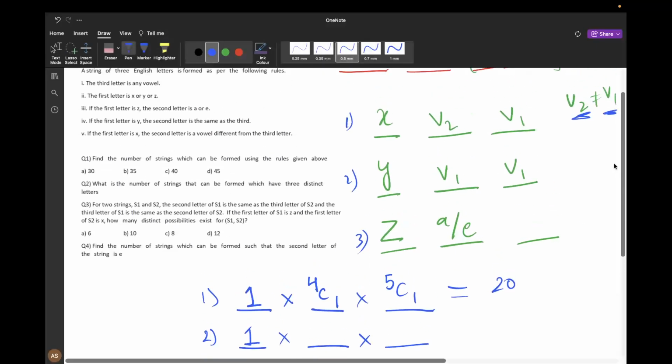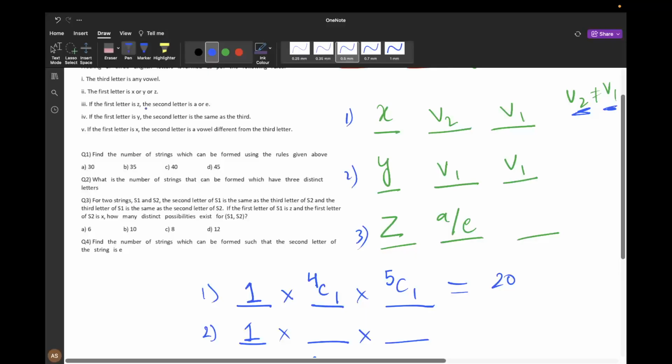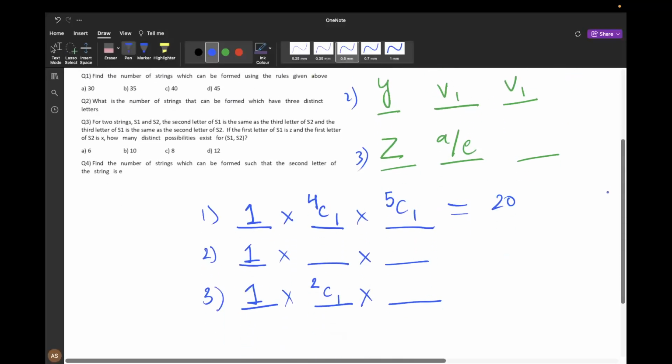Does the condition for Z say anything about the third letter? If the first letter is Z, the second letter is A or E. No, they do not say anything about the third letter. So we can have any vowel from the set. Now here it becomes 2 times 5 times 1, that is 10.